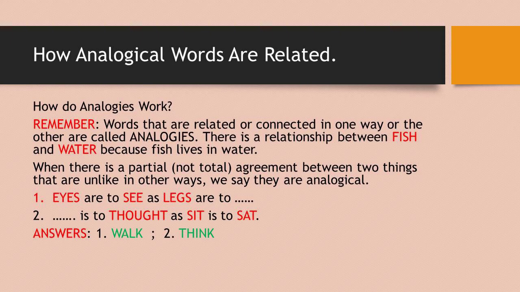So should I have eyes, an object, see, a verb, an action? I could say that eyes are to see. They are analogical. Legs are to what? What would you say? Legs are to walk. So leg and objects found in the human body or in the body of other living things, of course, walk, which is an action legs take.